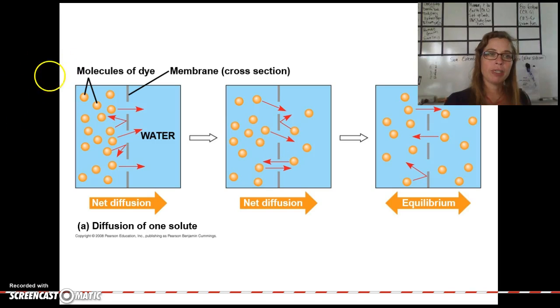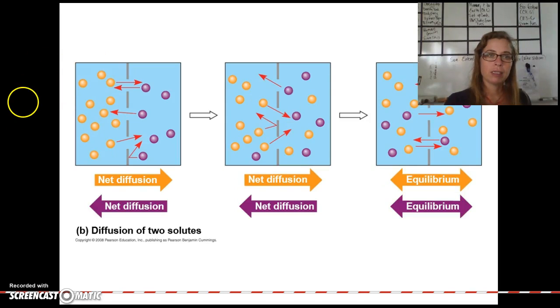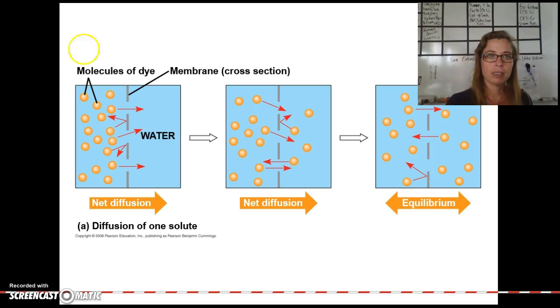Oh, I've lost my pointer. Give me a second. Oh, man. Let's see if it can find me again.